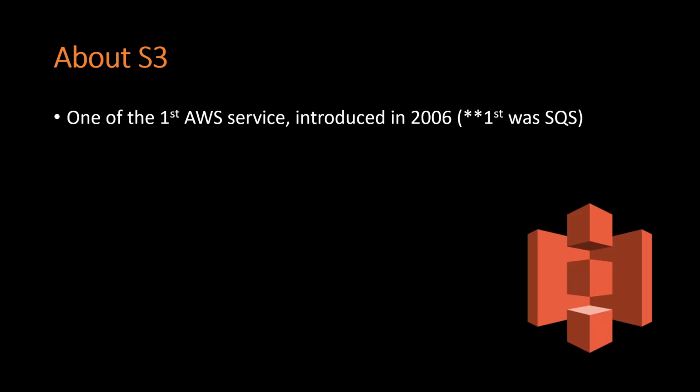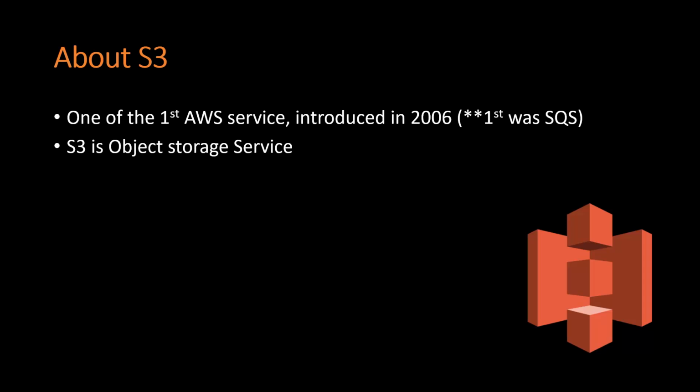So Amazon S3 is Amazon Simple Storage Service. As the name suggests, it's simple. That means it's a managed service from Amazon. You don't need to do anything from the management side. This was one of the first AWS services introduced in the year 2006. Yes, of course, the first was Simple Queue Service.